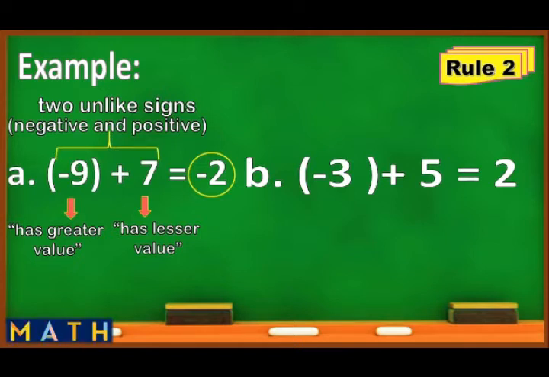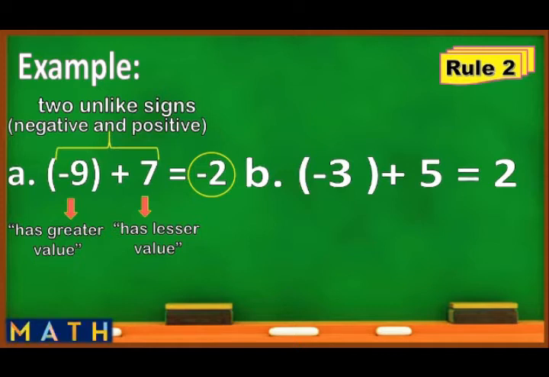For the third observation, the sign of the sum is a negative sign. Why? The rule states that the sum uses the sign of the integer with greater value. In our example, negative 9 plus positive 7 is equal to negative 2. The integer with the greater number is 9 and it has a negative sign. Therefore, the sum has a negative sign.